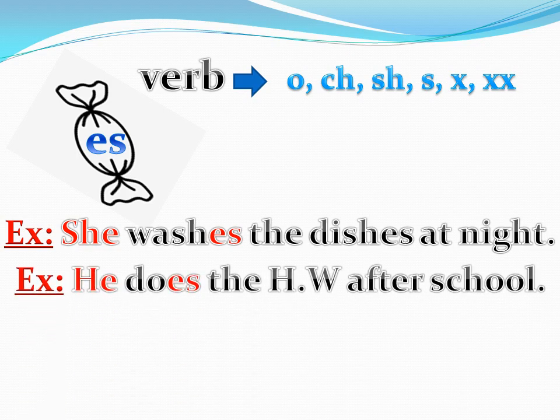Okay, another example. He do. Here we have the verb do. This is the action that is done in this sentence. Do. This is the verb. Do ends in o, so we can't give it the sweet s or the sweet ies. We give it the sweet es. Why? Because the sentence starts with the super student he. He does the homework after school.